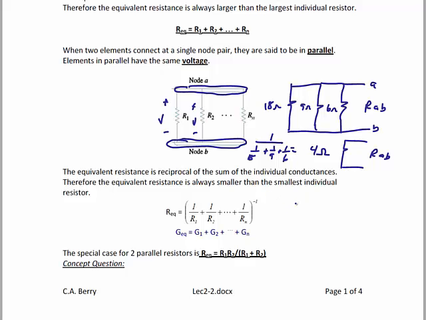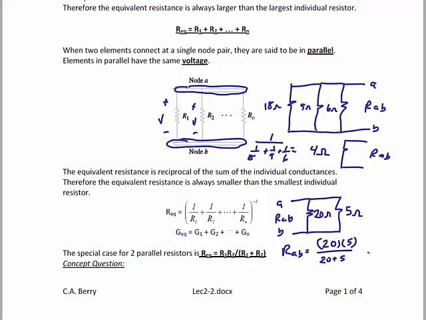And let's do an example using the product over the sum. Let's say I have a 20 ohm resistor in parallel with a 5 ohm resistor, and I want to know the equivalent resistance seen. So RAB would be equal to 20 times 5 over 20 plus 5, which is also 4 ohms. This concludes our review of how to find parallel and series equivalent resistance.